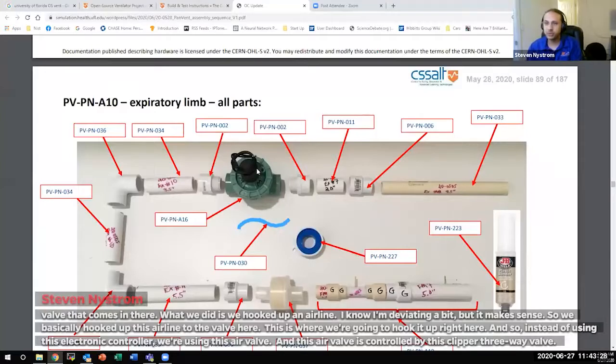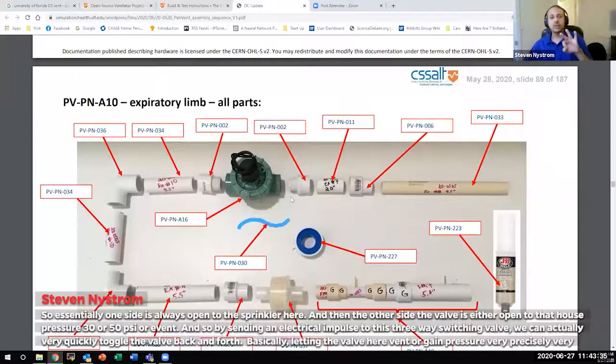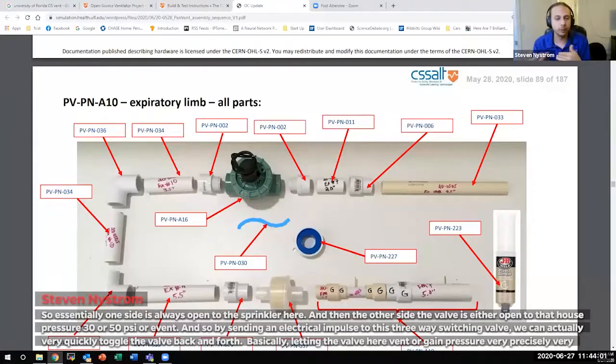And so instead of using this electronic controller, we're using this air valve, and this air valve is controlled by this Clippard 3-way valve. So essentially one side is always open to the sprinkler here. And then the other side of the valve is either open to that house pressure, 30 or 50 PSI, or vent. And so by sending an electrical impulse to this 3-way switching valve, we can very quickly toggle the valve back and forth, basically letting the valve here vent or gain pressure very precisely, very rapidly.